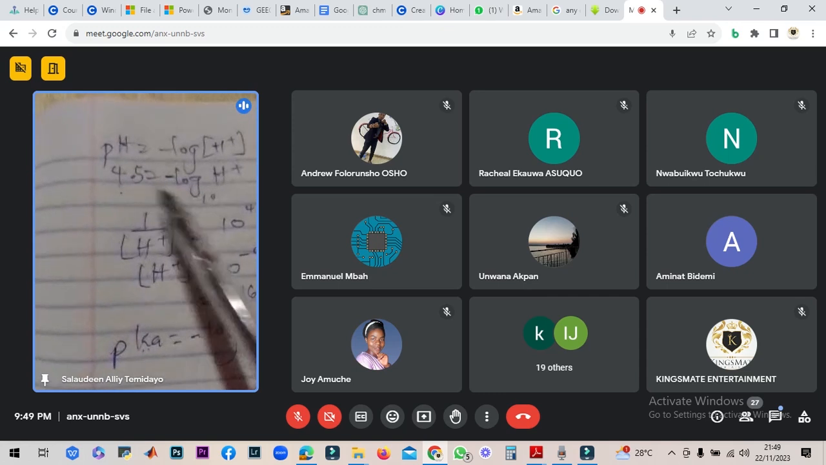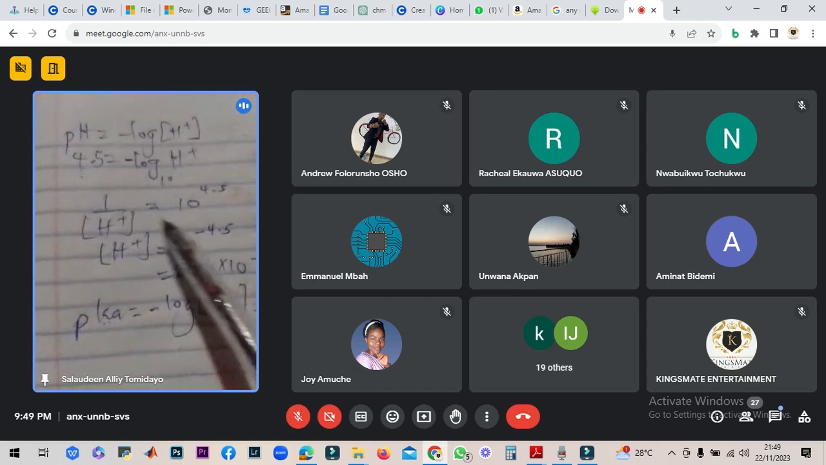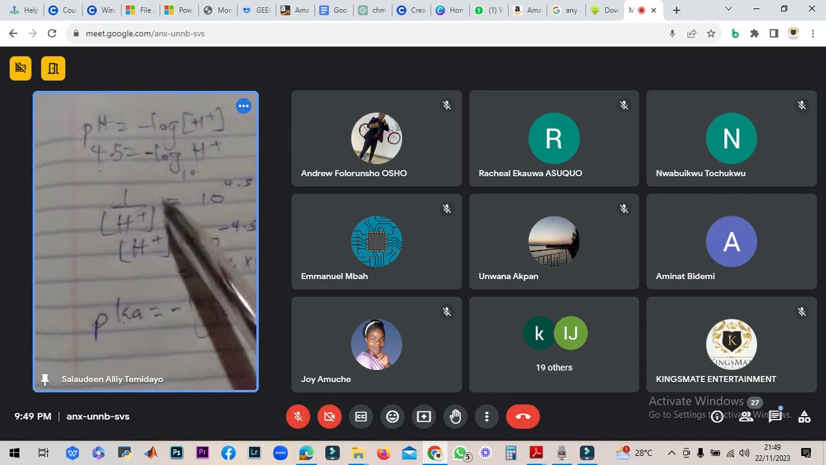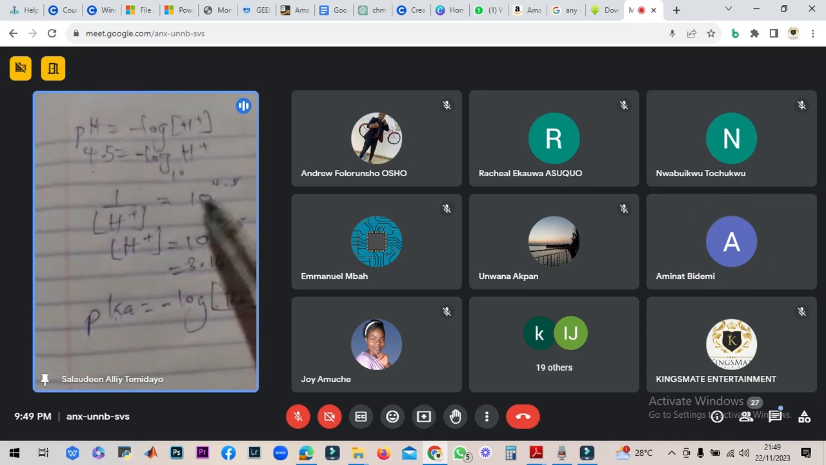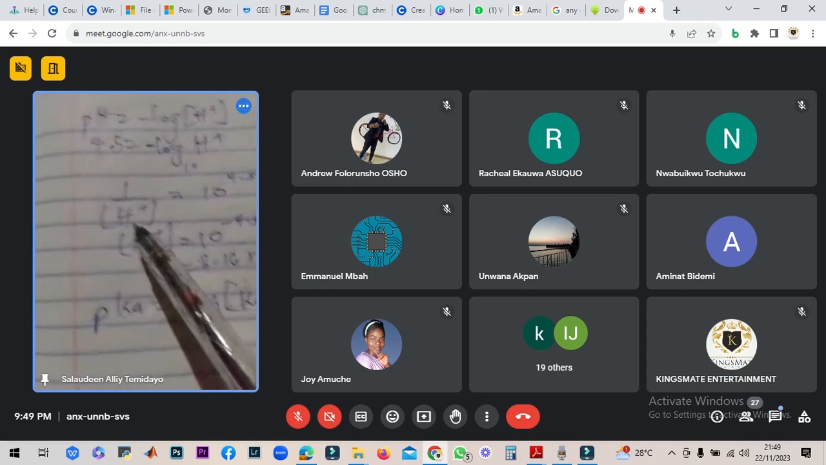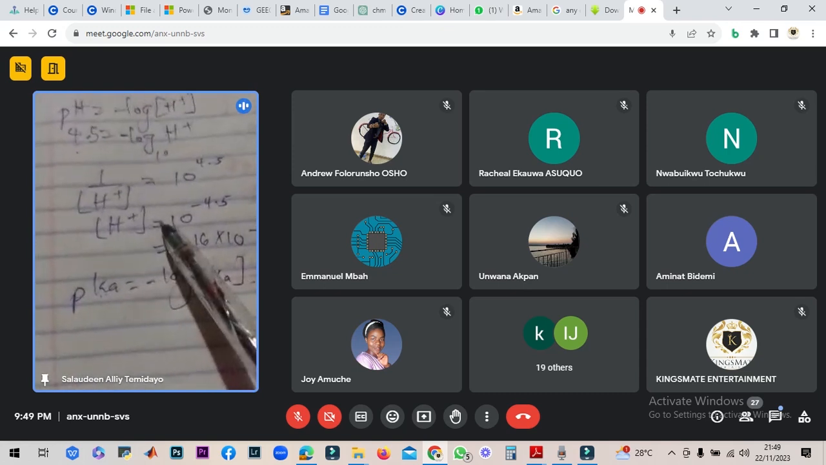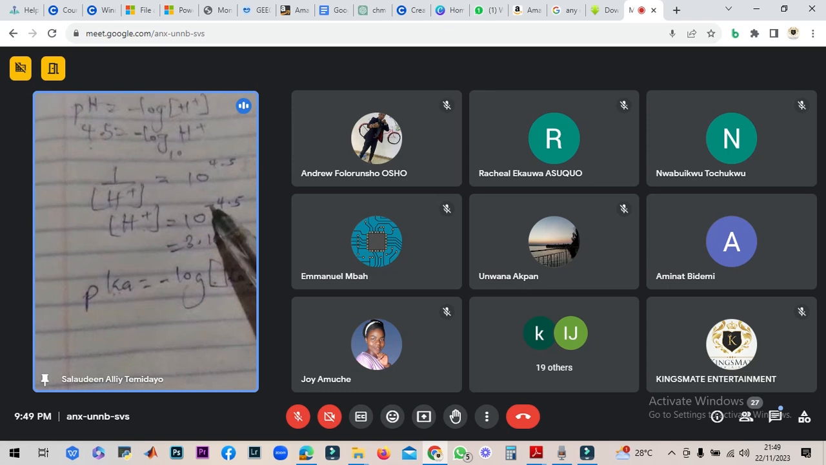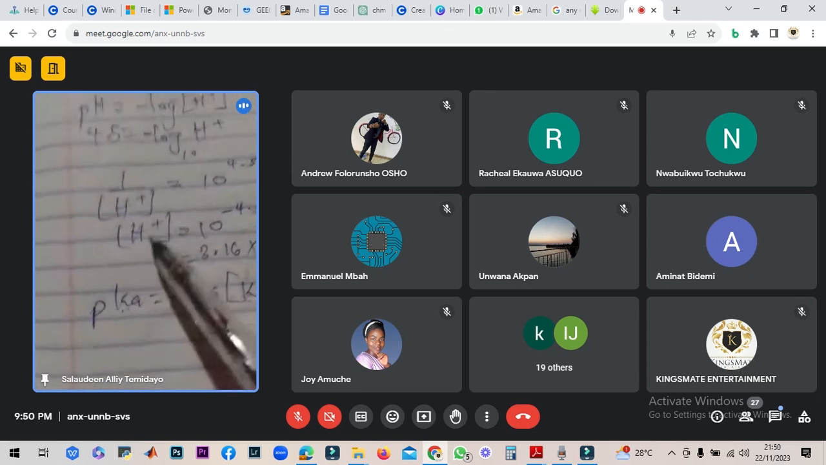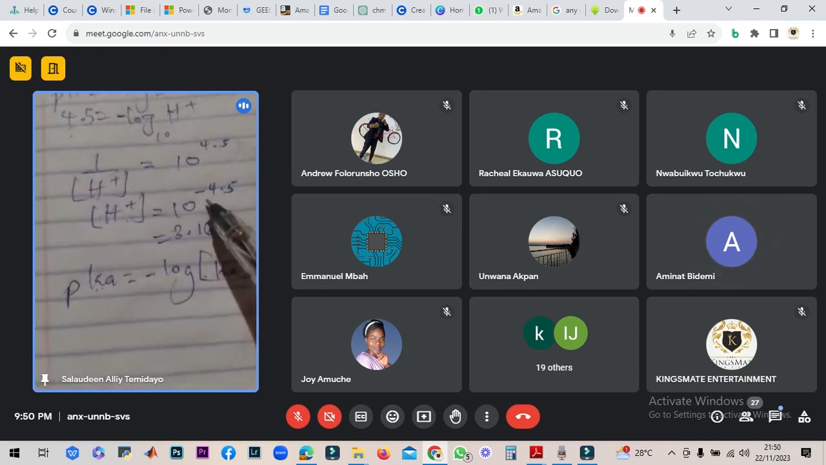So to change this one to indices now, that will be 10 raised to power 4.5 equals 1 over H plus. So 1 over H plus, that is 1 over hydrogen ion concentration, equals 4.5. Because of these two brackets, this parenthesis, that's what is making it concentration. So hydrogen ion concentration now equals 10 raised to power minus 4.5. I cross multiplied. This one was the denominator before. Now it became a numerator. And the 10 raised to power 4.5 became the denominator now.